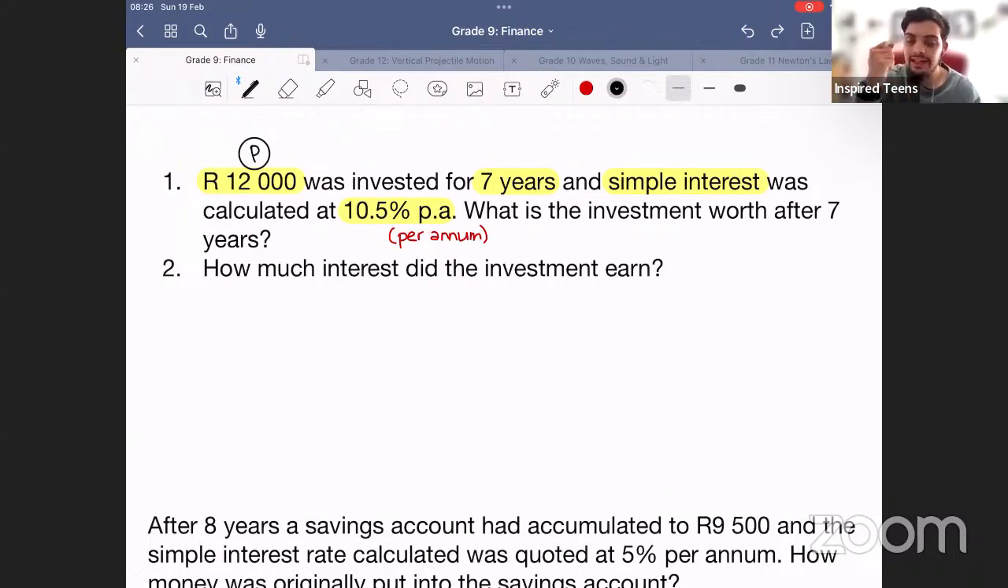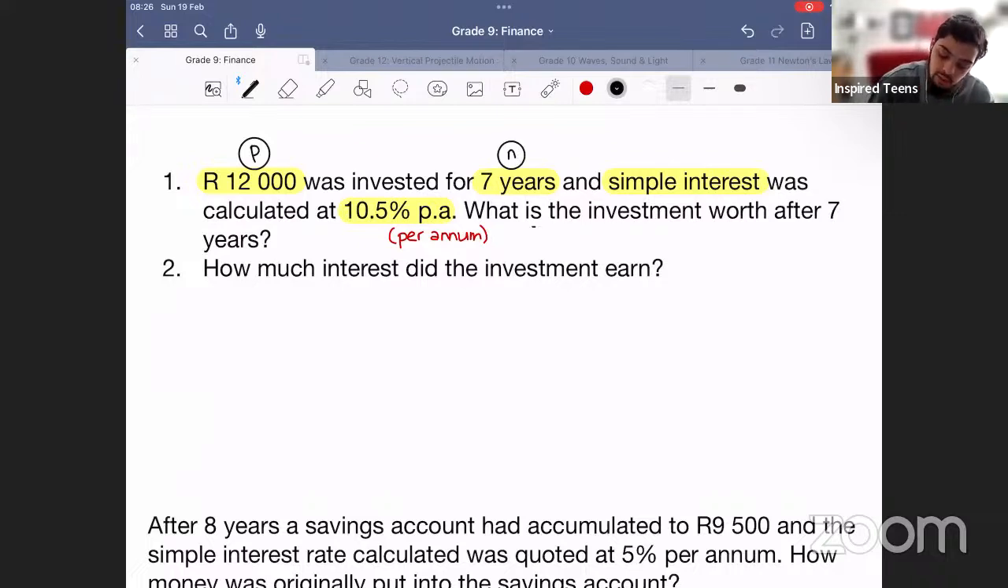Okay, and because you invest that money, the bank is going to pay you interest. So the 12,000 Rand was invested for 7 years. Then after those 7 years, it will grow to a higher amount, once the interest is added. So this 12,000 is actually P. Now 7 years, that's our N. That's the number of years.